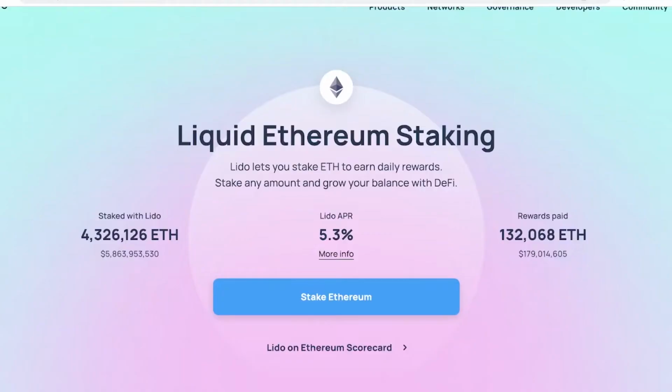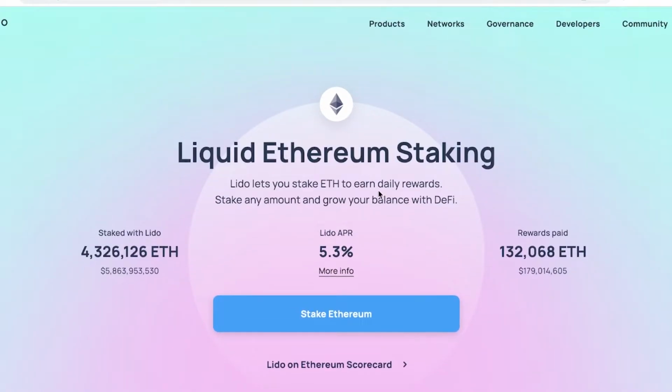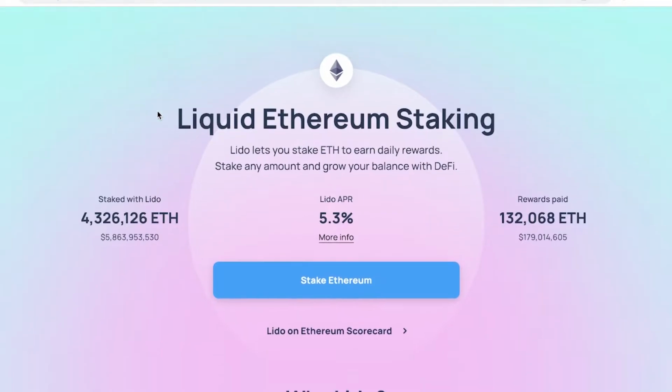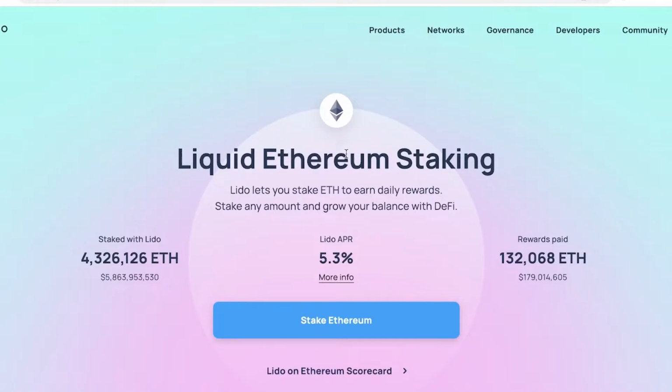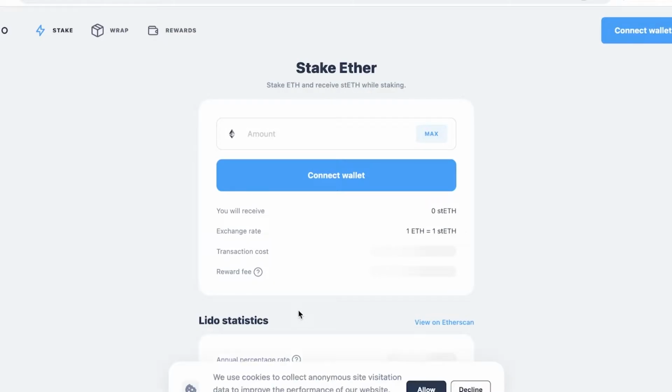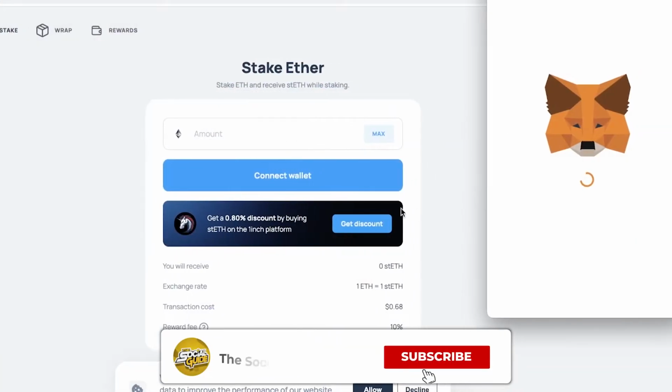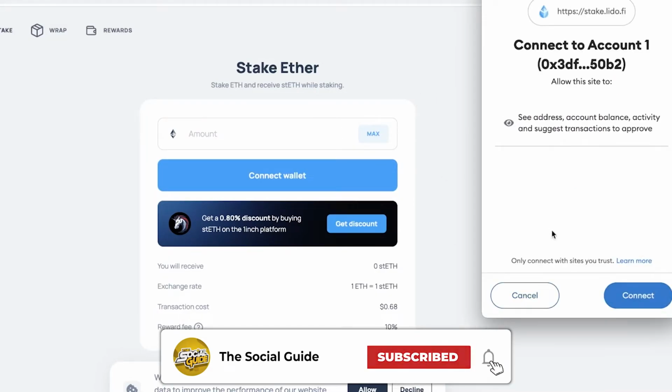If you do liquid Ethereum staking, you can easily stake Ethereum directly from your crypto wallet. You can see I have MetaMask over here, so I can store money in my MetaMask account and use it to stake on Lido. All you have to do is go onto Lido Ethereum staking. You can click on Stake Ethereum. And once you click on Stake Ethereum, you can simply connect your wallet. You can connect any wallet that you have. There are multiple different options.